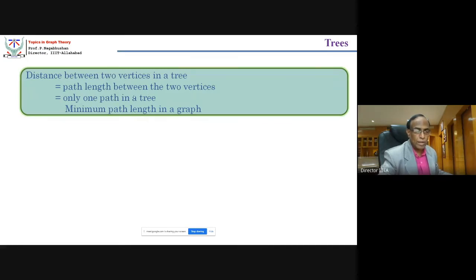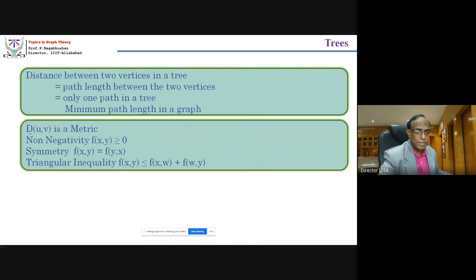When I speak about distances, distance between the two vertices u and v is said to be a metric. When do we tell that a function is a metric?